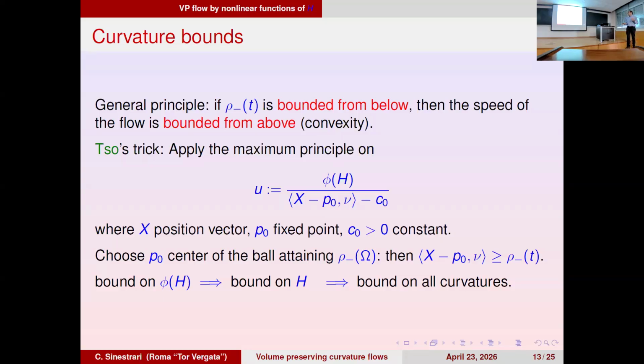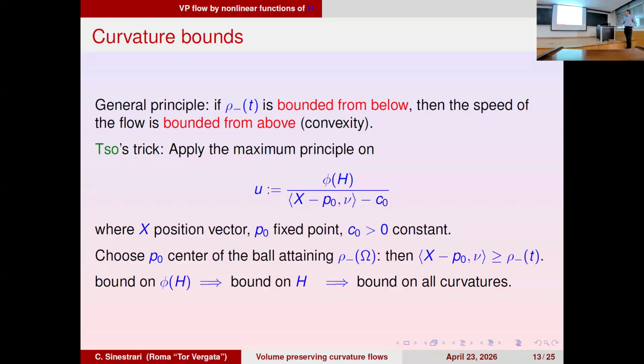Since phi is monotone, if phi is bounded from above, then H is bounded from above. We are on a convex hypersurface. Maybe I forgot to mention, or maybe it was written in a previous slide, that there are classical techniques from previous work that show that even for this class of flow, convexity is preserved. So we know that our surface is convex, so a bound on H implies a bound on the second fundamental form.